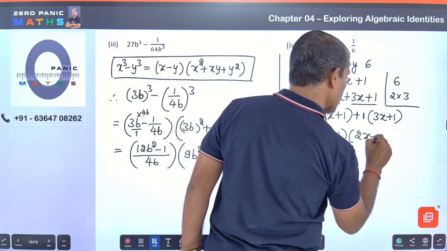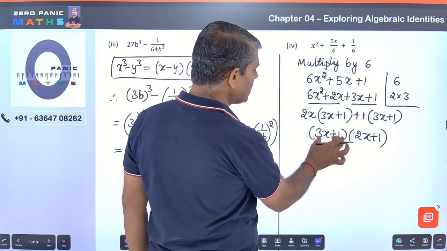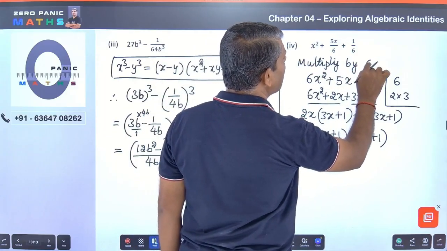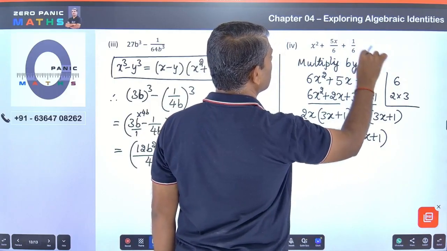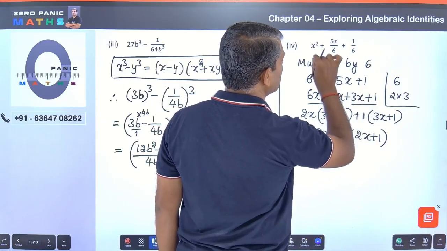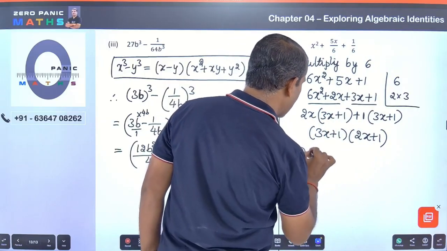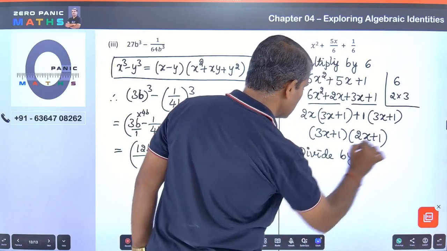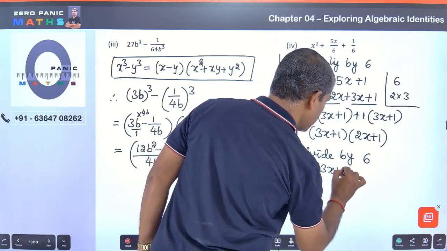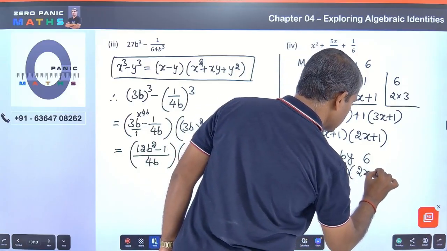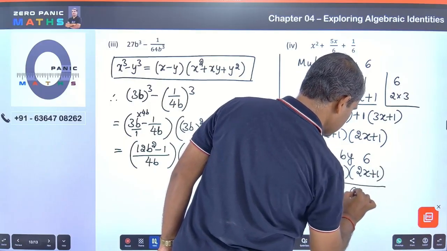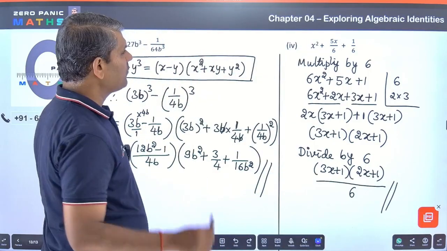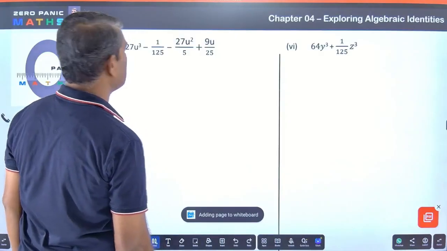2x plus 1. These are the actual factors, 3x plus 1 and 2x plus 1, but we have initially divided by 6. This whole expression is multiplied by 6, so I have to now divide this whole factor by 6. So finally you can say that divide by 6 to this factor, and that is 3x plus 1 and 2x plus 1 divided by 6. This is the final answer to this algebraic expression. Okay, let us quickly move to the next problem.